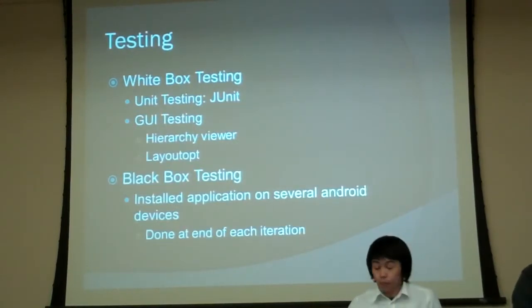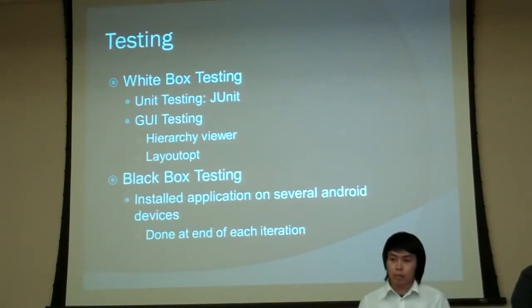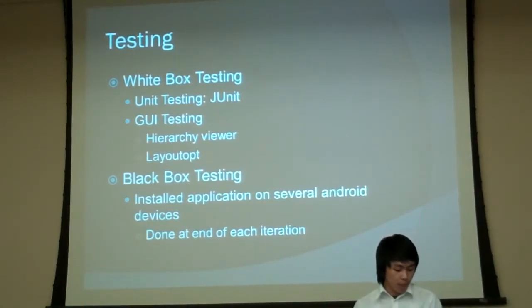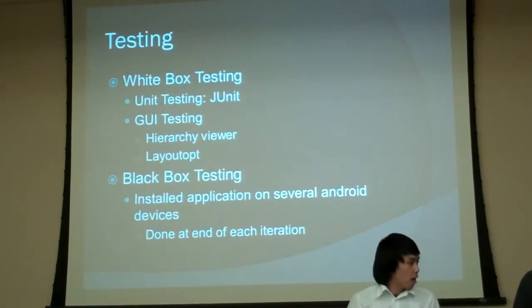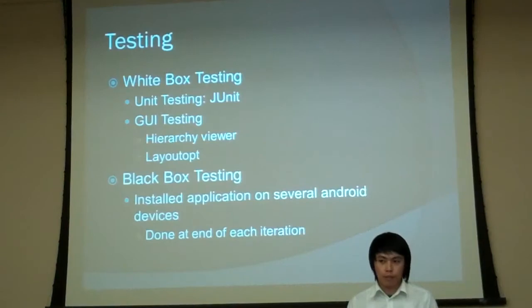For testing, we conduct both white box testing and black box testing. For white box testing, we use the Android extension of JUnit provided by Google for unit testing. For GUI testing, we utilize the hierarchy viewer and the layout tools that are included in the Android SDK. I will show these tools in the next slides. For black box testing, we install the application on several Android devices of our friends and co-workers, and have them try out the application and give us feedback on a predefined form that we give them.